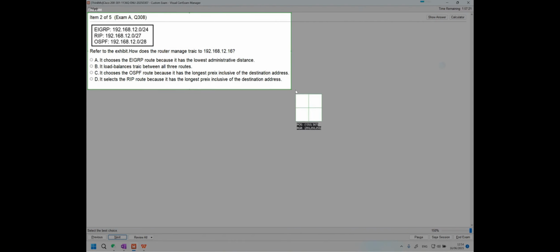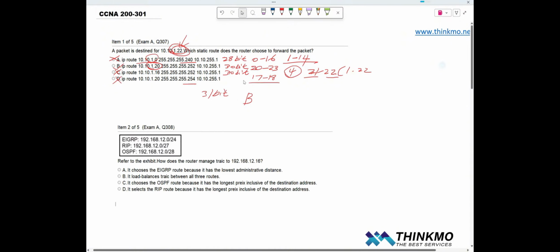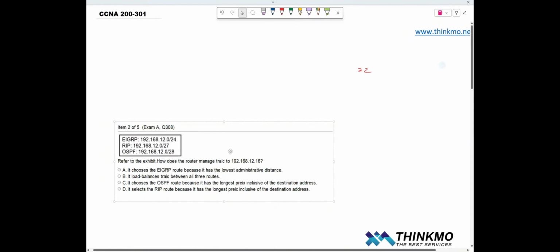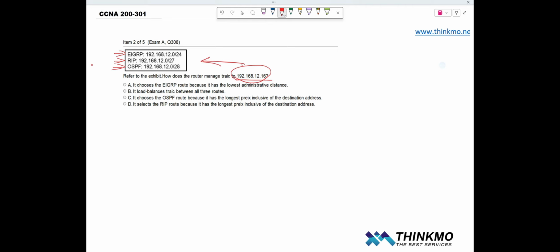Alright, question 2. The second question is again about subnetting. It's another subnetting question. Then it says to look at this diagram. In the diagram, there are 3 routes. One is Cisco's EIGRP, another is RIP, and the third is OSPF. The question is, how do we manage the forwarding of traffic to 12.16? In other words, which of these 3 routes will the traffic destined for 12.16 match?